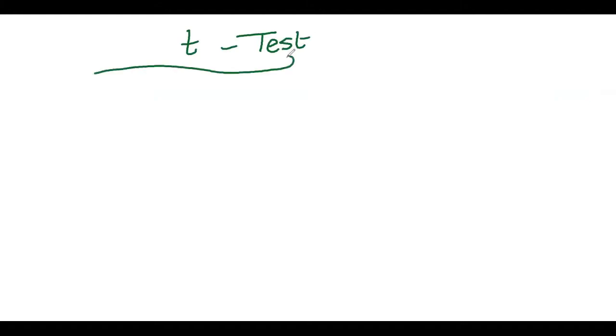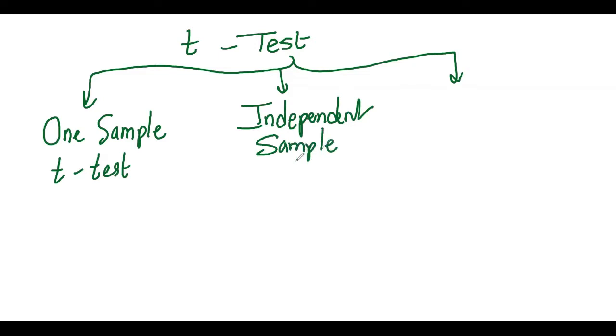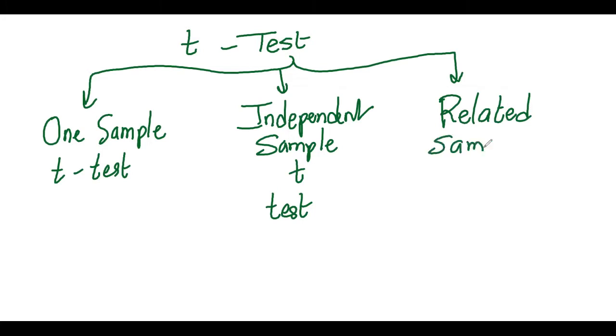So there are three kinds of t-test. We can divide the t-test into three categories. Number one, the first kind of t-test is known as one sample t-test. And the second test is known as independent sample t-test. And the third is known as related sample t-test. And this related sample t-test is further divided into two parts.